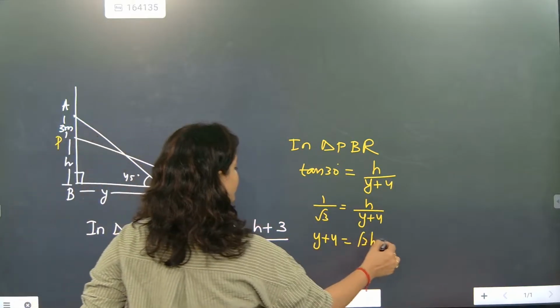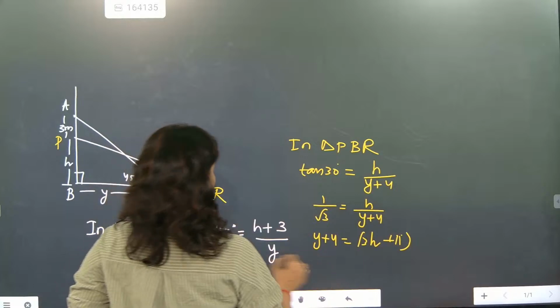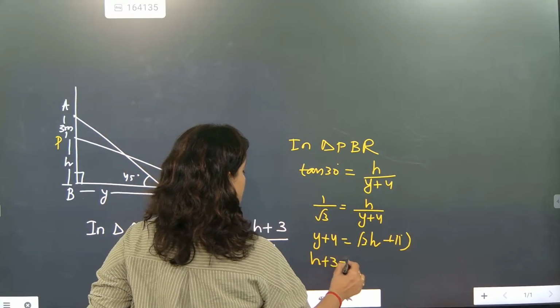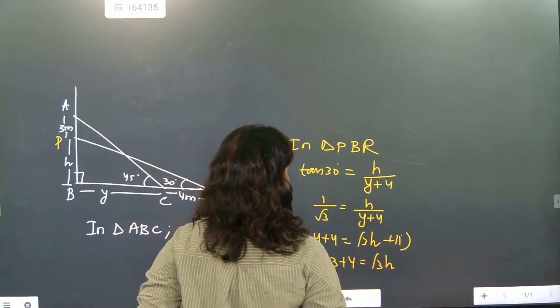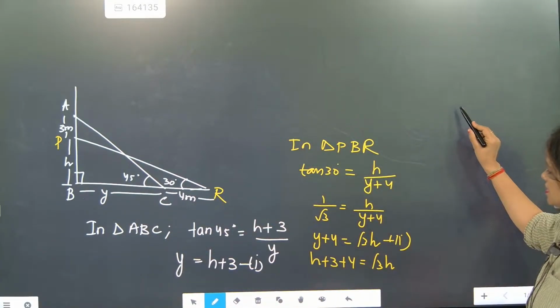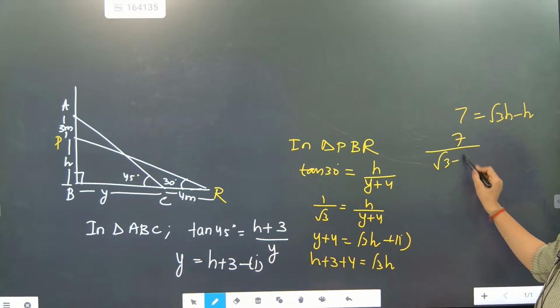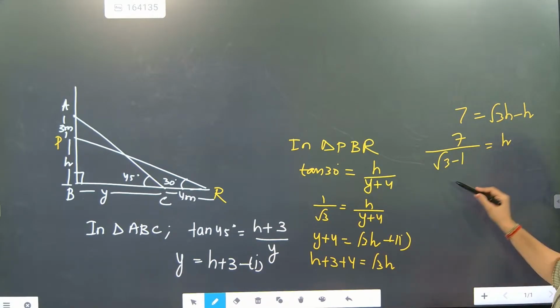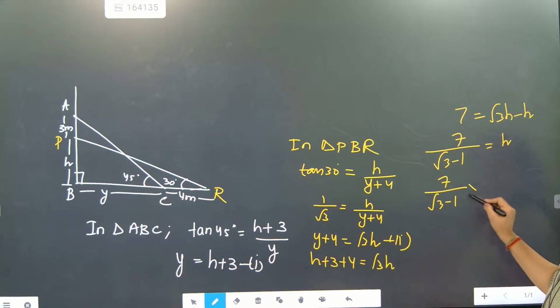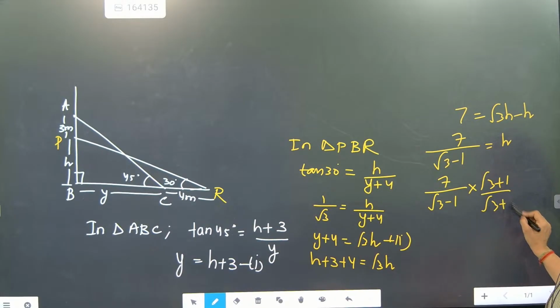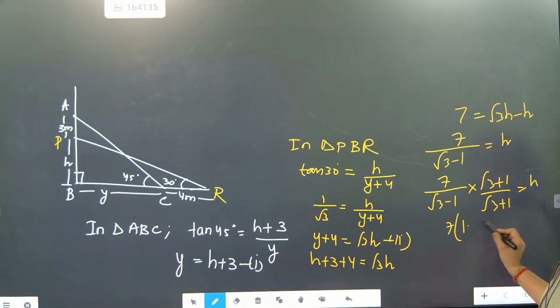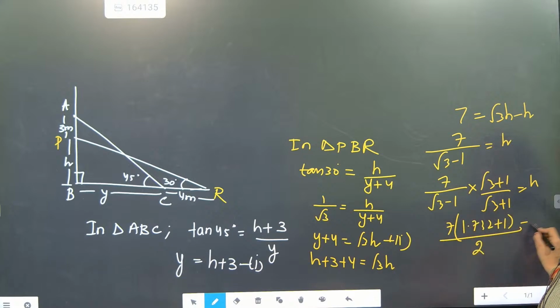So shall we substitute the y value here? The y value is h plus 3. So h plus 3 plus 4 is equal to root 3h. So here it is coming as 7 is equal to root 3h minus h. So 7 by root 3 minus 1 is equal to h. We'll take common: 7 by root 3 minus 1 into root 3 plus 1 by root 3 plus 1 is equal to h. So 7 into root 3 plus 1 by 3 minus 1, that is 2, is equal to h. So here 7 into 2.732 by 2 is equal to h.